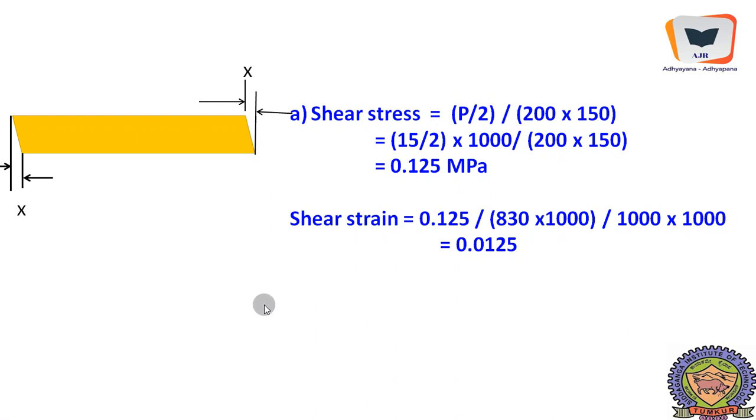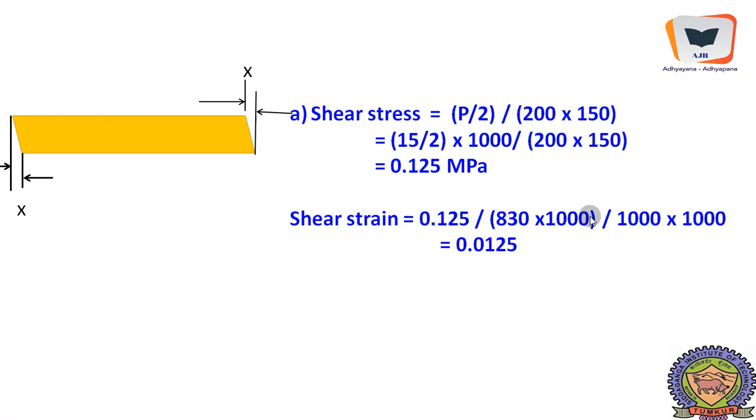Then we would have considered two areas of cross section, because it is attached to two rubber pads. P by 2 divided by 200 into 150. It is the area over which shear force is applied, and it becomes 15 by 2 into 1000 to make it Newton, divided by this area. So it gets us 0.125 MPa.